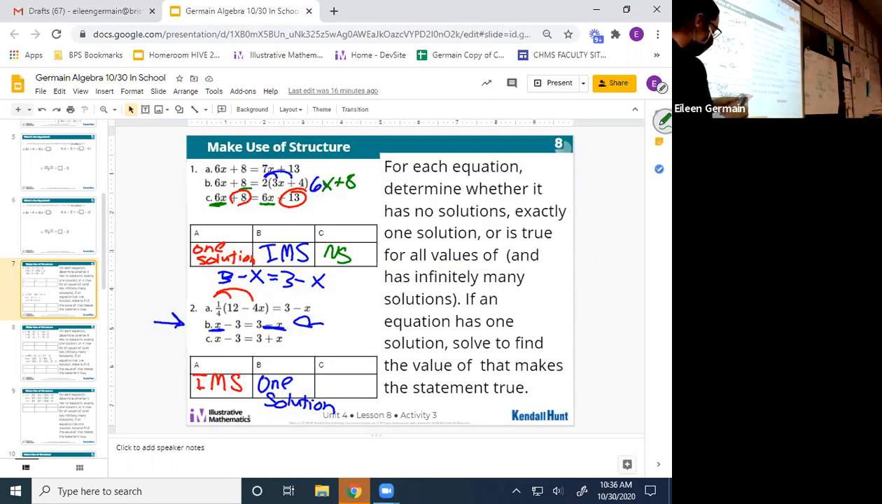Now let's take a look at 2C. Who did I have do it? Nobody on this list. Did someone in here do 2C? No, let's do 2C together. 2C, we have x minus 3 is equal to x plus 3. What about this one?